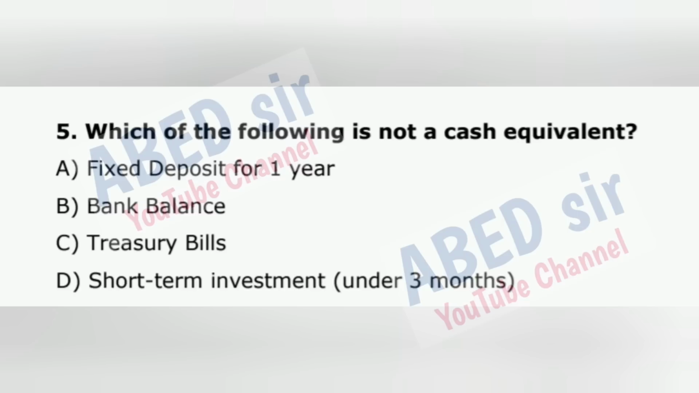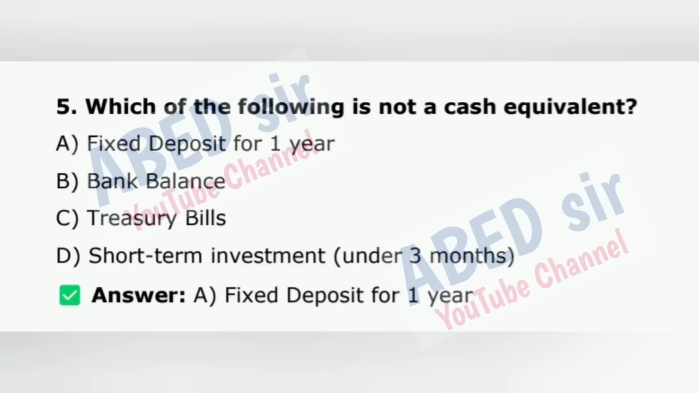Next question. 5. Which of the following is not a cash equivalent? A. Fixed deposit for 1 year. B. Bank balance. C. Treasury bills. D. Short-term investment under 3 months. Answer A. Fixed deposit for 1 year.